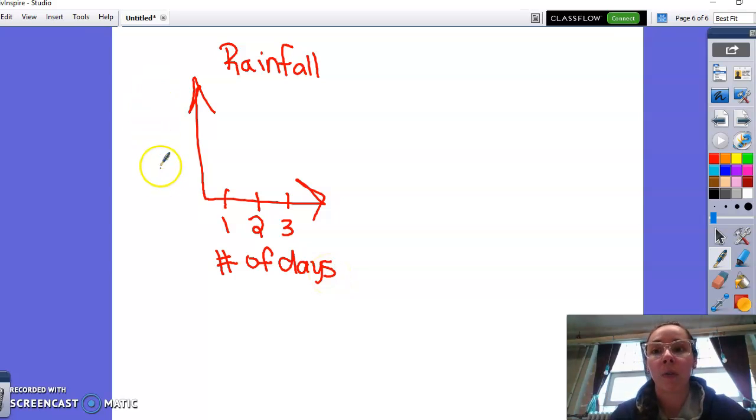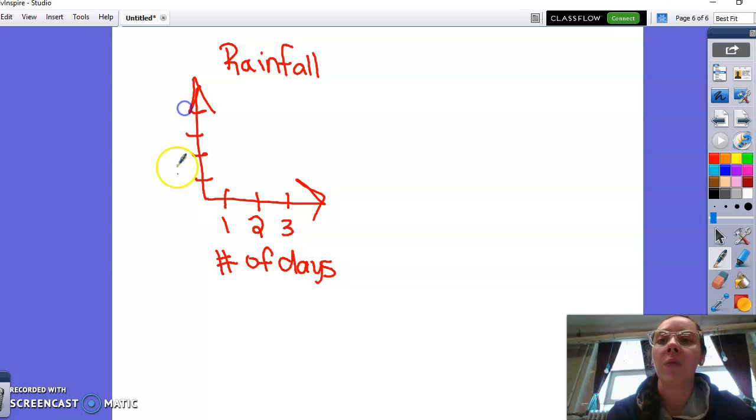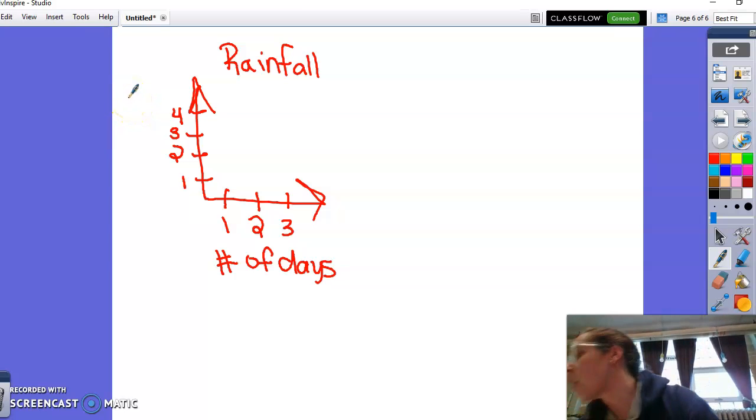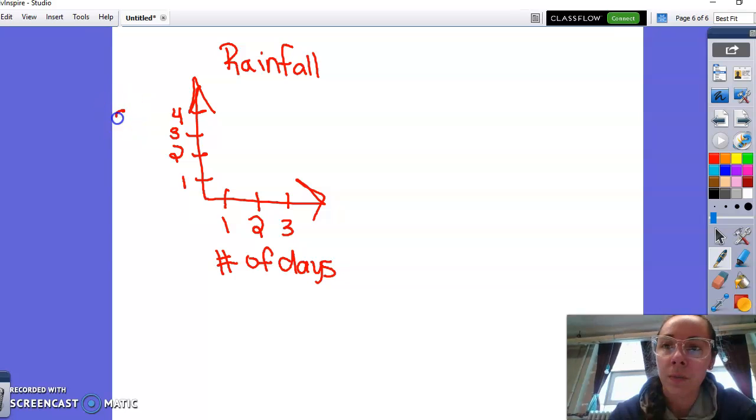And the same thing will go for the y-axis. Let's say that we're measuring rainfall in inches. So we'll say, let me look at my notes here, amount, and I'm going to abbreviate that, amount in inches.